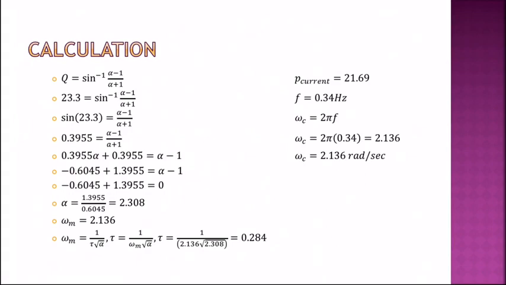Omega m and omega c are actually the same value. Okay, we know that omega c is equal to 1 over tau multiplied by square root of alpha. So we just substitute the values of omega c and alpha. Okay, so we get the formula of tau, which is 1 over 2.136 multiplied by square root of 2.308. So we got the value of tau, which is 0.284. So we already got both of the components that we need to design the compensator.